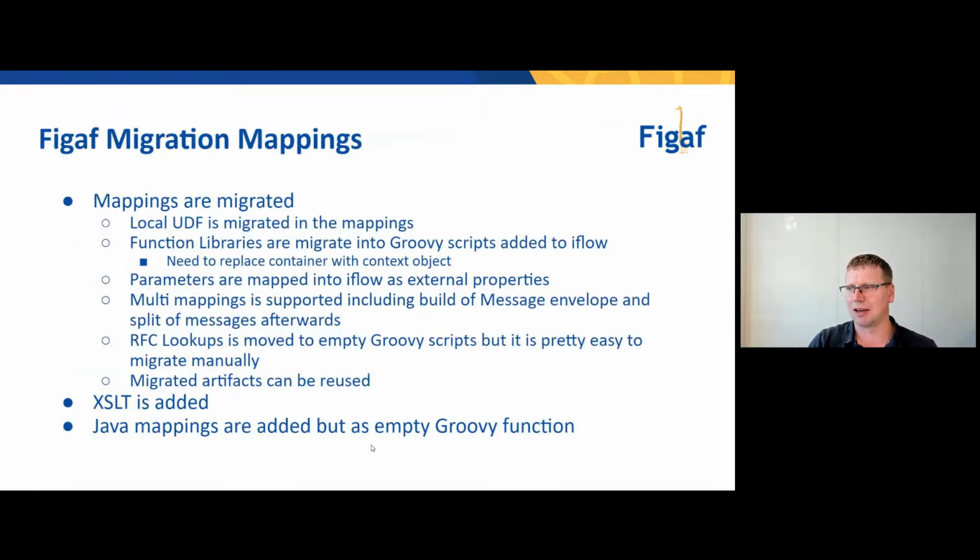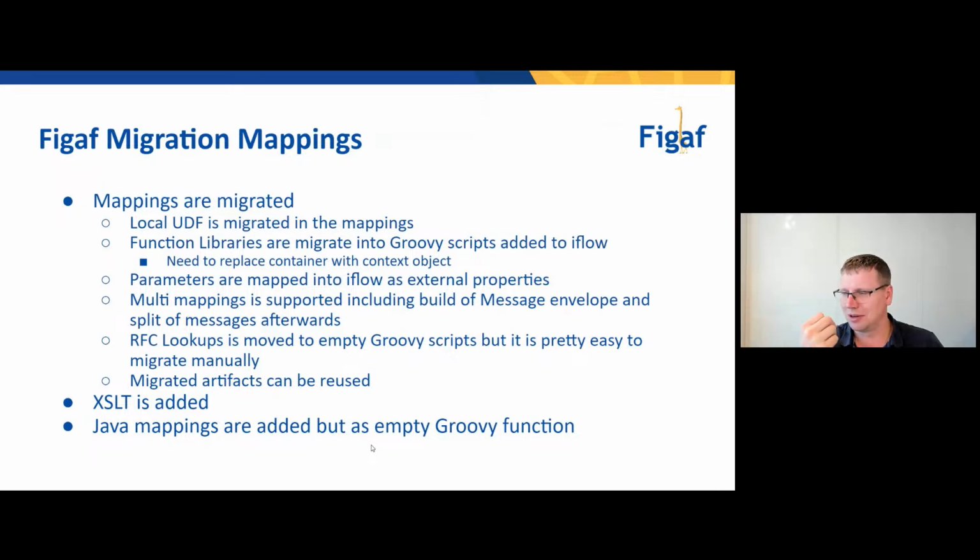A part we have also added a lot to is the message mapping, where we migrate message mappings with function libraries, which really makes the process a lot simpler. Once you have created the assessment, you would know how many of your mappings have external libraries or function libraries. They are migrated into a Groovy script, and then you can go into that Groovy script and replace some of the functions. So in PI, we have the container object in a UDF. In CPI, it's a context object. They are a little different, so you need to adjust it, and that's a shame.